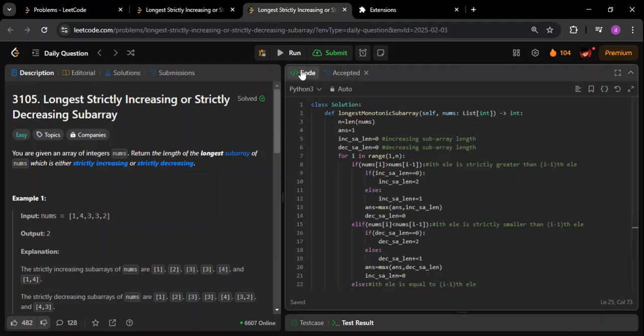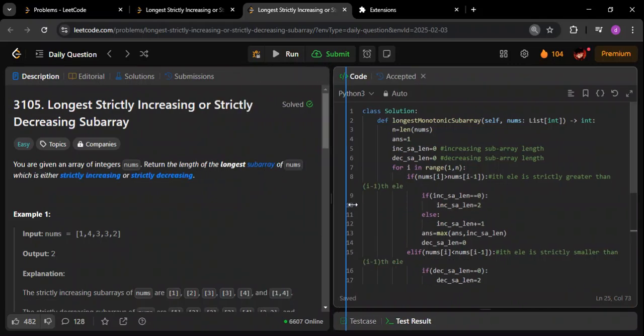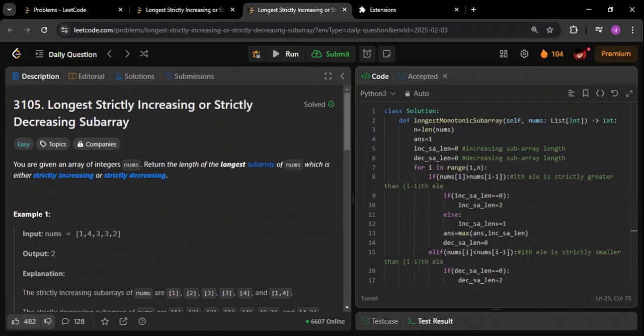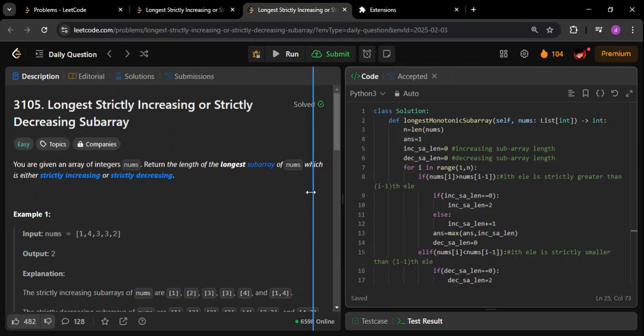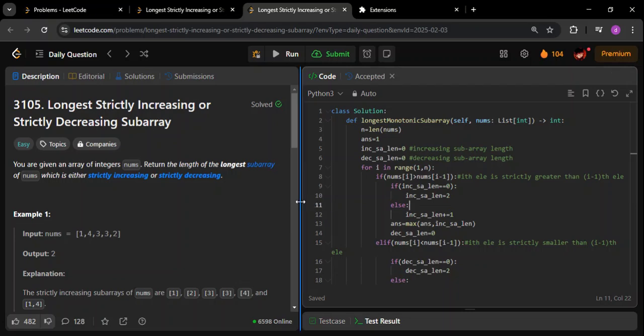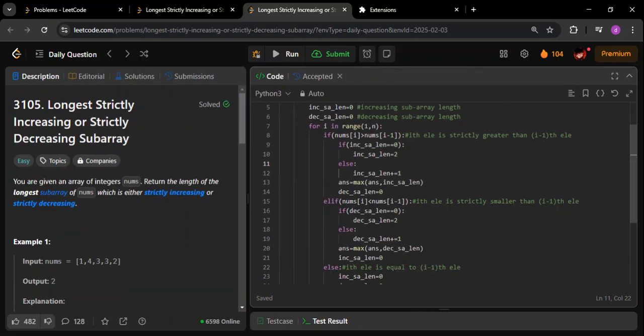Now coming to the question, it is 3105. Let me zoom in first. Yeah, it is 3105, longest strictly increasing or strictly decreasing subarray. First of all, I will show you both Python and Java solutions. In the Python solution, I added a lot of comments so that it becomes a lot more readable for you. The aim is that you get every insight of what is happening.